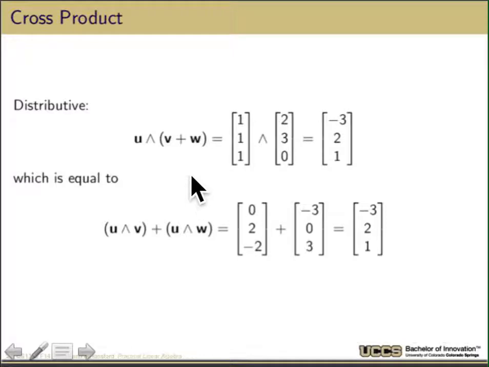Similarly for distribution, you can just put these in and multiply them out. First, here we get two different cross products, and add them together. Here we add the two vectors, V and W, and then do the cross product. So we'll get 1, 1, 1 crossed with 2, 3, 0, giving us minus 3, 2, 1. So that's a bunch of properties of the cross product. You should know them, be able to use them, be able to compute them pretty easily.